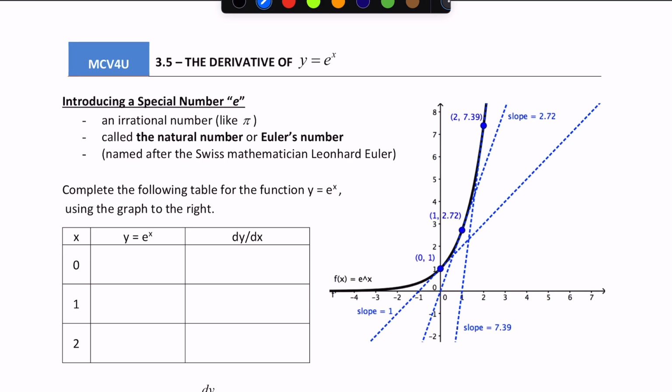Hey everyone, welcome back to another lesson in MCV4U. Today we'll be talking about the derivative of y is equal to e to the power of x.